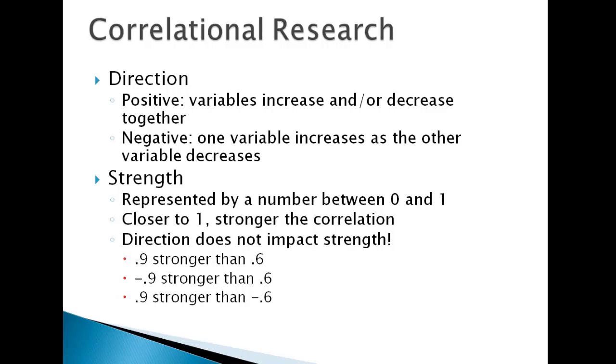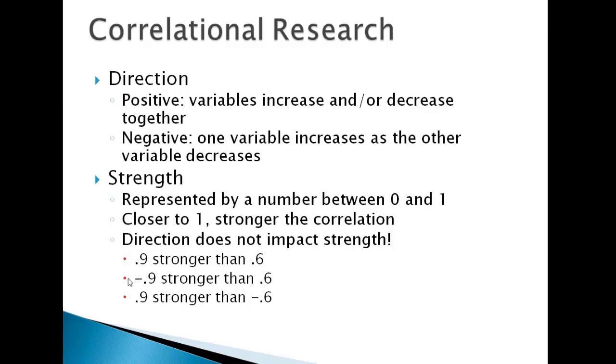So, for example, a 0.5 correlation is stronger than a 0.3 correlation. Why? Because 0.5 is closer to 1. A 0.7 correlation is stronger than a 0.6 correlation because 0.7 is closer to 1. Now, when we're talking about the strength, we're only talking about the number. So I have some examples down here for you.